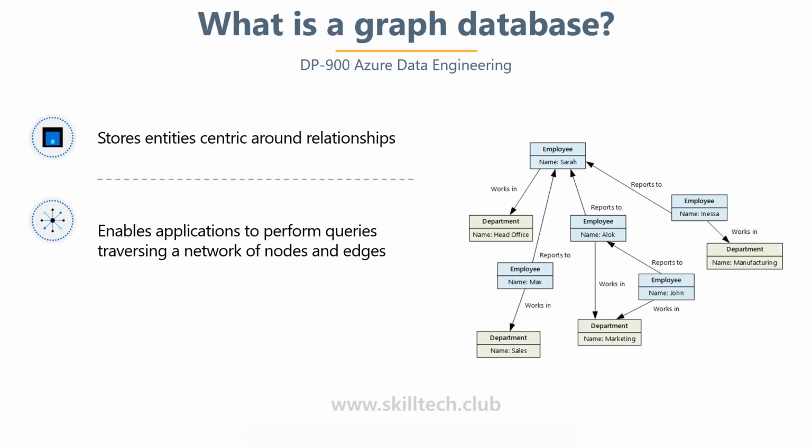The graph database enables you to store entities, but the main focus is on the relationship that these entities are going to have with each other. Like you can see, I'm showing you one diagram in this where we have employee, and there are chances that this employee, whose name is Sarah, is actually manager of another group of employees. We have employees called Alok, Inessa and Max. They are actually going to report to Sarah.